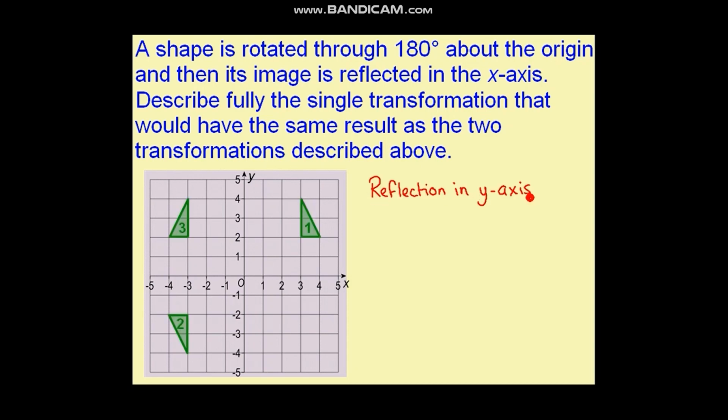Here's the answer. To get this, I needed to invent my own shape and put it anywhere I wanted to on this grid. So I chose to use a small triangle and I put it here. I then rotated it 180 degrees about the origin and reflected in the x-axis. Then I looked to see how to get from this triangle to this triangle, and it was a reflection in the y-axis. Interestingly, it doesn't matter what shape you use or where you choose to start. It will always work out to be a reflection in the y-axis.